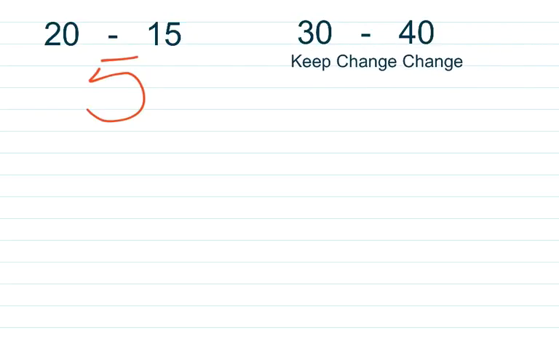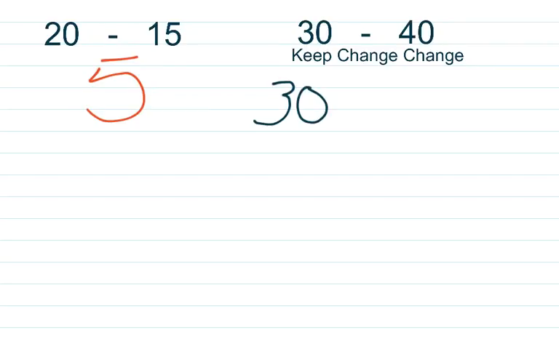So when we look at our rule, keep, change, it's going to change a few things around. We're going to keep that first value that we see, in this case 30. The first change we're going to make is our subtraction symbol is going to become an addition sign. And our 40 is going to become a negative 40. Why would we do this? Well, now we know the rules for addition, and we can apply them to this question.